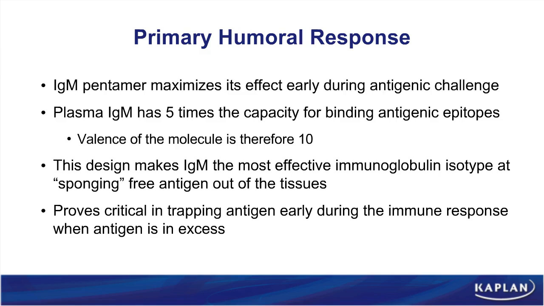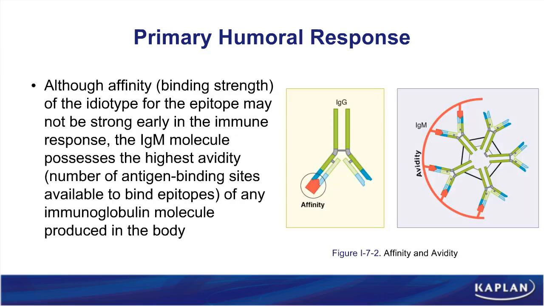Once we shift to some of the other isotypes, we don't have any other isotypes that are secreted as pentamers, but the antigen concentration is actually going down. And we're switching isotypes to different effector functions so that we can eliminate very specifically the antigen that is left.